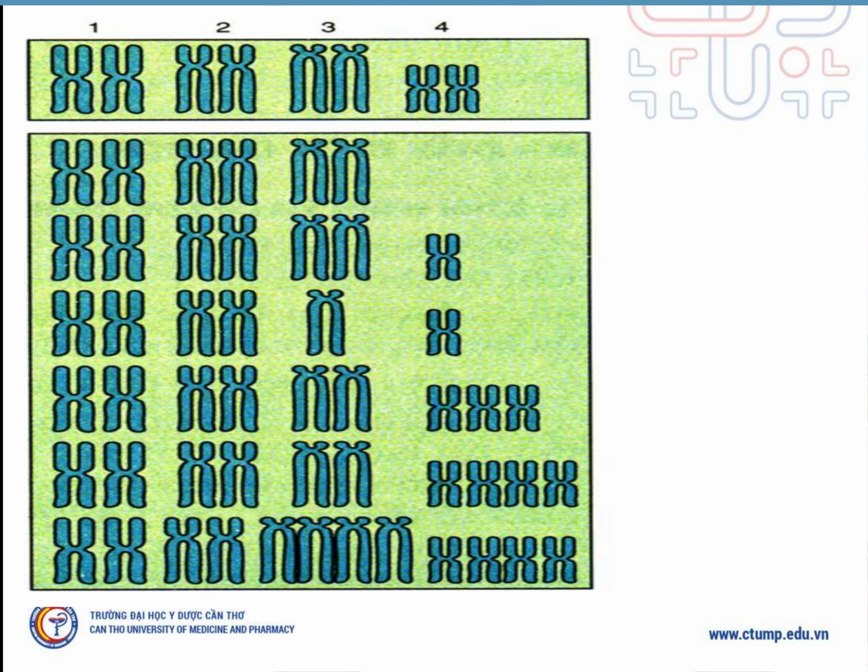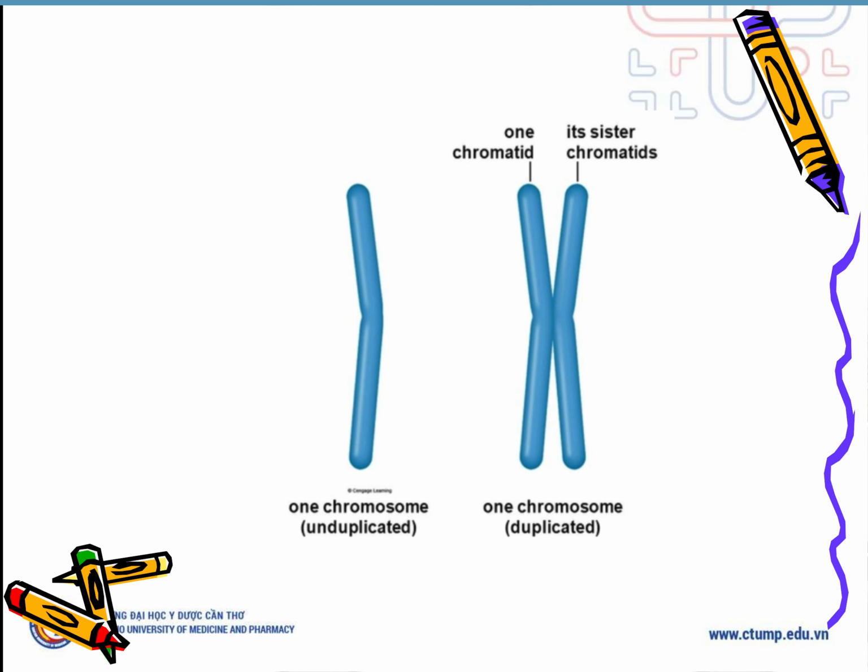There are 5 types of aneuploidy: nullisomy, monosomy, trisomy, tetrasomy, and mosaicism. Okay, remember that. And so that covers the abnormal number of chromosomes, and now we move to the structure of chromosomes.